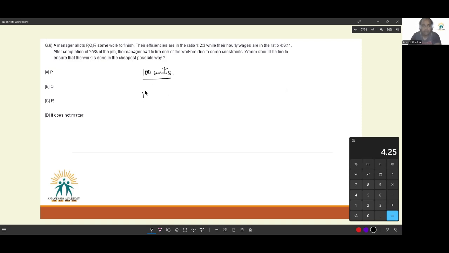So when P is fired, 25% of the job was done. So 75 units have to be done by Q and R, and they work at the rate of 2 and 3. So they'll work at the rate of 5. So it will take 15 hours. So the cost that you will incur is 15 into 6 plus 11, 15 into 17, 255. When P is fired, you have to pay 255 to complete the remaining work.